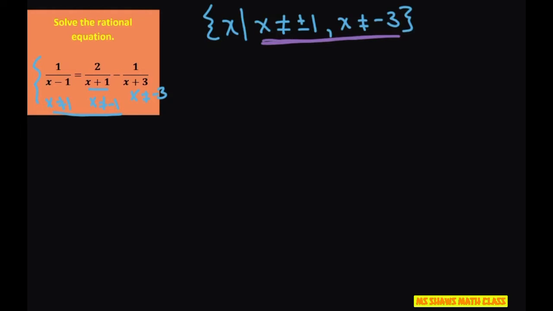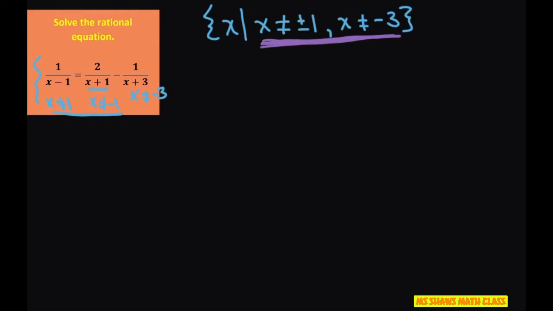For this one, x cannot be negative 1 for the same reason. And for this one, x cannot be equal to negative 3. So for your domain, you can just write it like this, or make it more simple. You can write x is all real numbers, but x cannot be plus or minus 1. I'm going to combine those two. And x cannot be negative 3. You don't have to do the set. You could just write this if you want. Just want to keep our eye on that. If we get any of these three solutions, we have to disregard them.